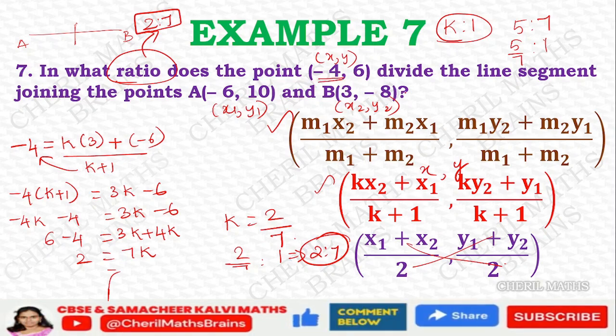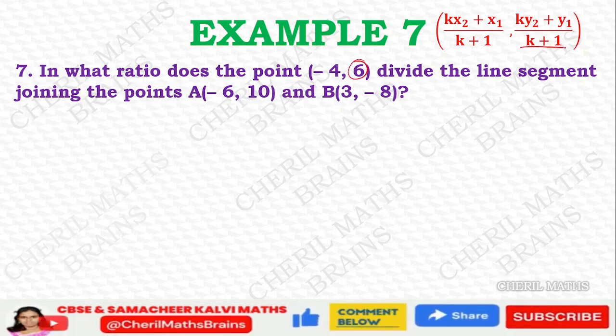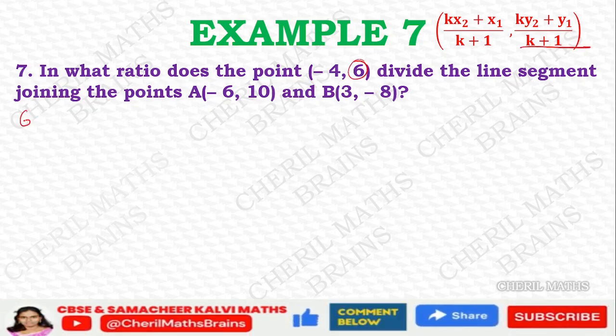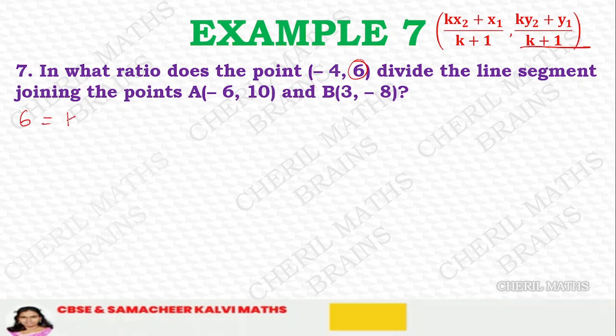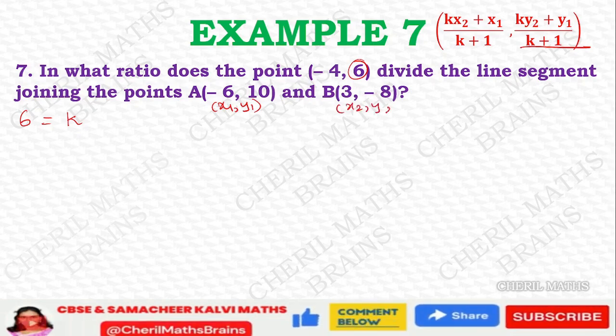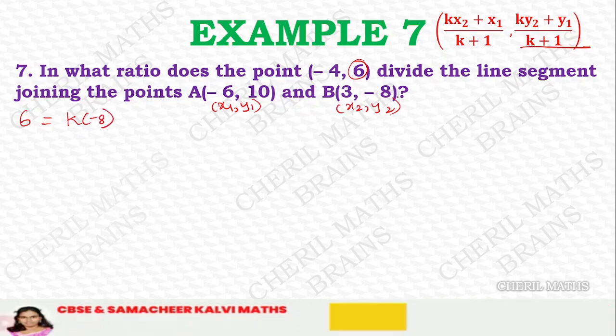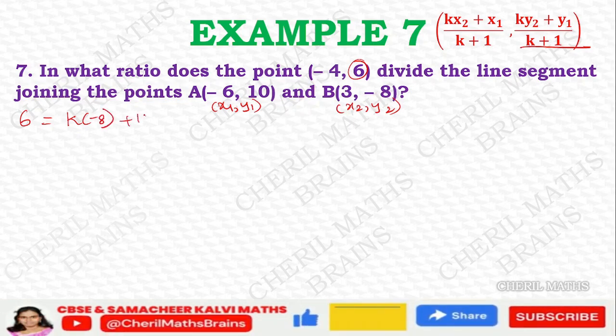Can you find out by using the y value? Yes, you can do it. So that's what I'm going to do now. So using the y value, you have 6 here and you're going to use this part of the formula. So it will be 6 is equal to k into y2. So this is x1 comma y1. This is x2 comma y2. So y2 will be minus 8 and then plus y1 is 10, divided by k plus 1.